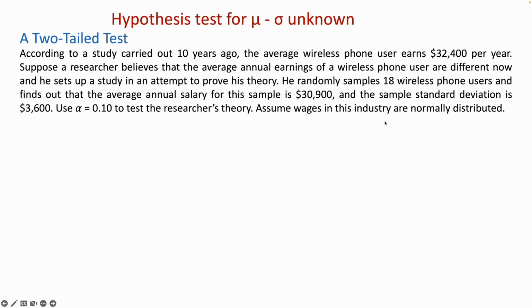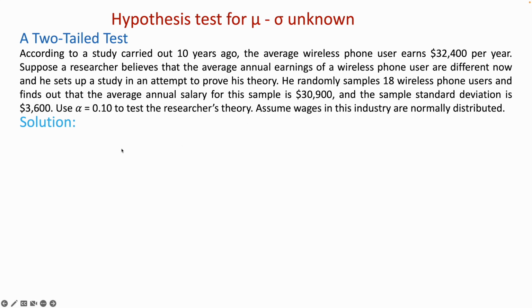So we are going to assume this. And this will be a two-tailed test, and I will be telling you why. Let's get a solution of this. The first thing that we need to do is to check what we are going to test. They're telling me that I'm going to test the researcher's theory. And the researcher's theory is that the average annual salary is now different. The researchers believe that the average annual earning of a wireless phone user is different now.